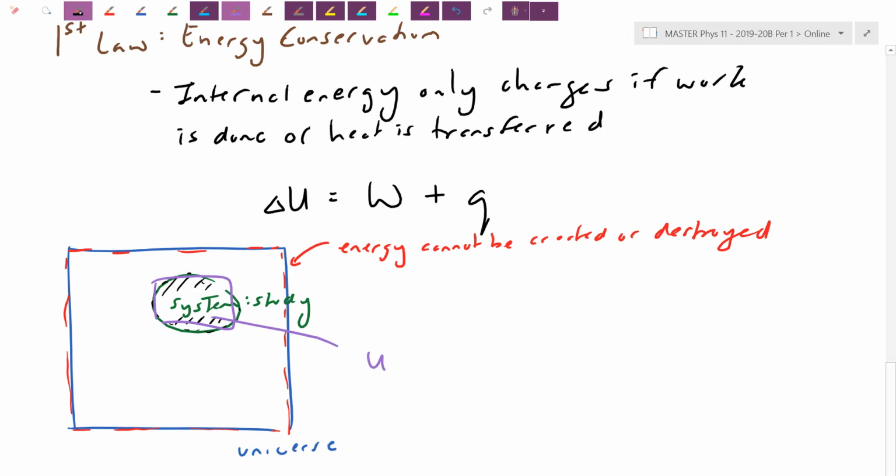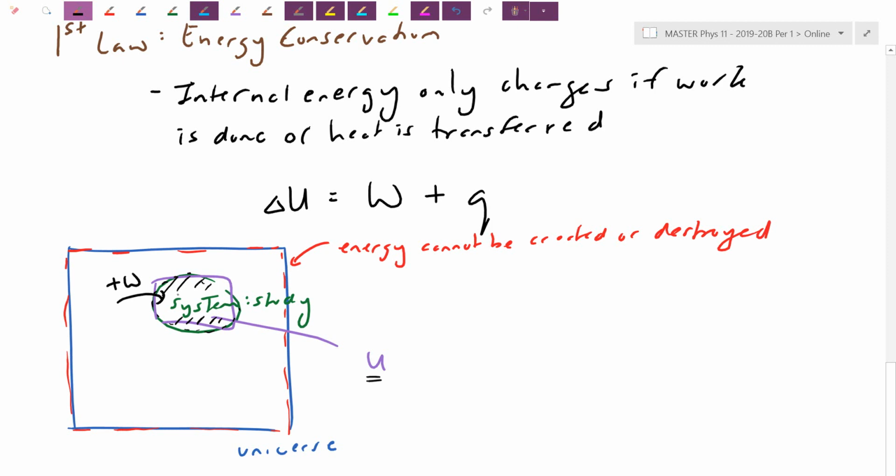But because the system is an arbitrary decision on our part, what we can do is actually apply some work to it. Let's say this is a block that's just sitting at the bottom of the ramp. I can actually supply a force over a distance. I'm putting in work, and therefore my internal energy would go up. It seemingly is increasing energy. Oh no, the number goes up. Doesn't mean it's not conserved.